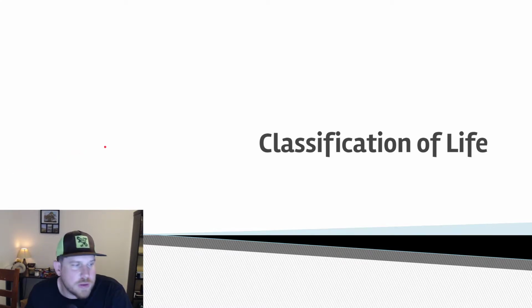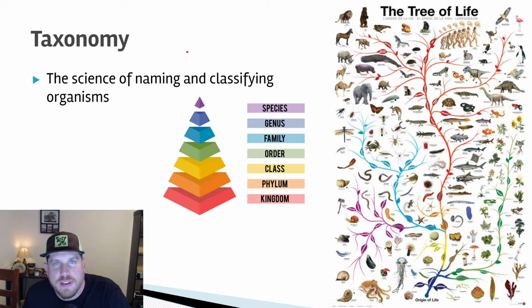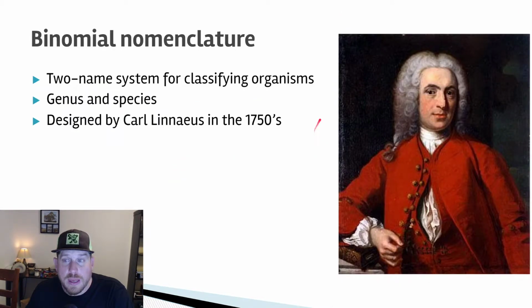Hey there, biology. I want to talk about the classification of life in this video. So let's get cracking. The science of naming and identifying and classifying organisms is called taxonomy. And there's going to be different levels of being able to identify any given living organism in the world based on its characteristics. So the whole idea of the naming system started with this guy named Carl Linnaeus.